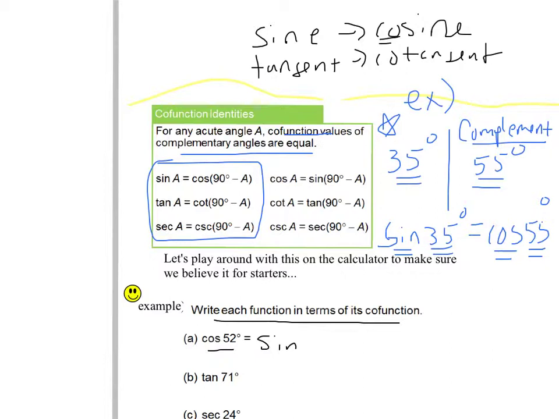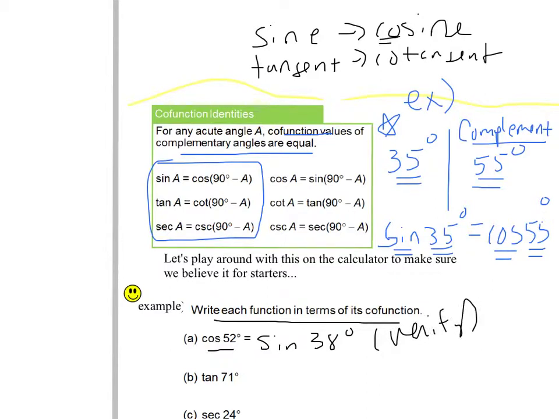Okay? So cosine of 52 has to be equal to sine of what? Well, we know they got to be complementary, so whatever 90 minus 52 is, which is 38. Okay? And again, you shouldn't just believe it. In fact, I'll do this with you on my handheld. Don't just believe that this is true. Verify on your calculator.